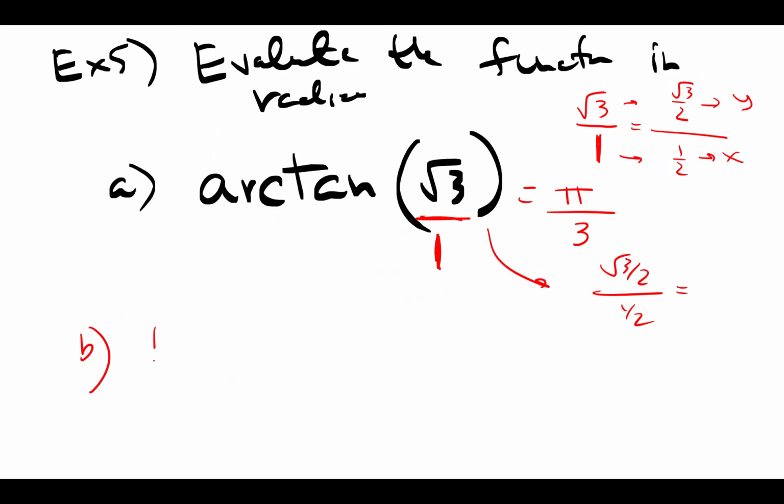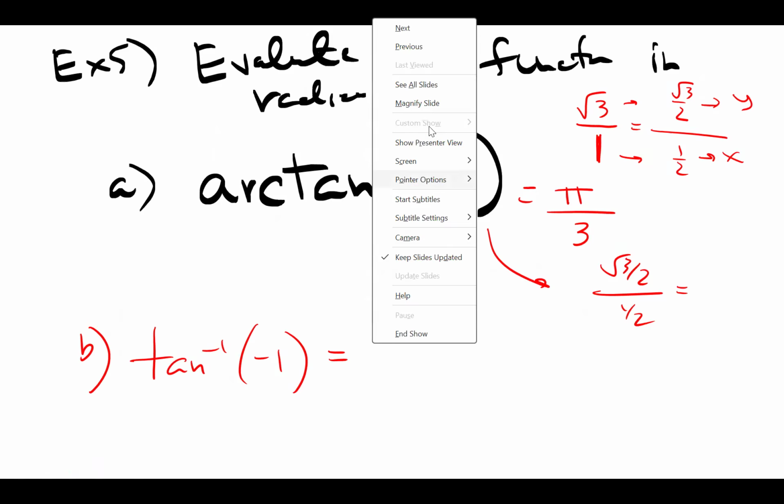B is tangent inverse of negative 1. Where's that at? Now that one's a sneaky one. Whenever you have numbers of the same top and bottom, you technically have a 1 on your hands, right? So this one's a sneaky one. Let's look at our unit circle. Because you have a negative, which quadrant are we in? Quadrant 4. It's the evil negative twin.